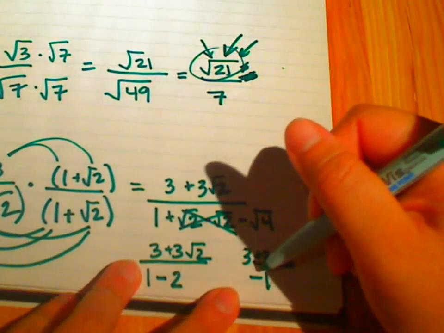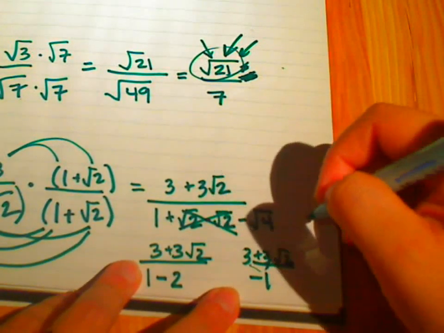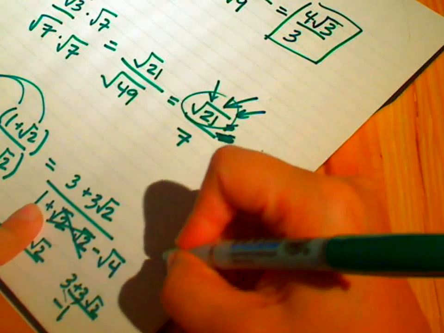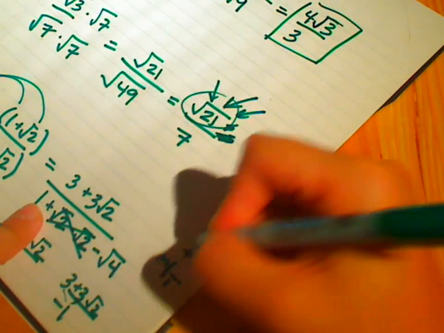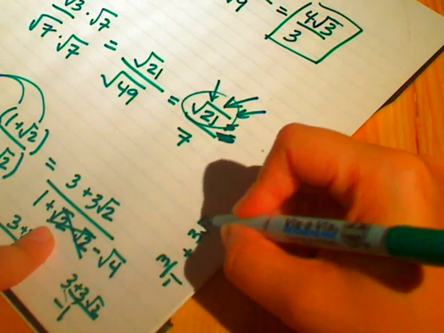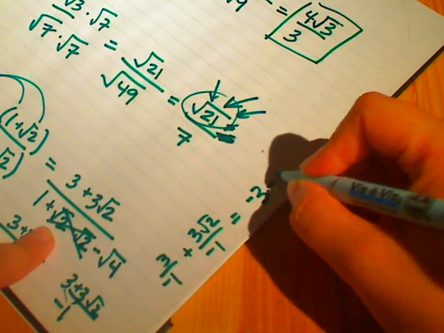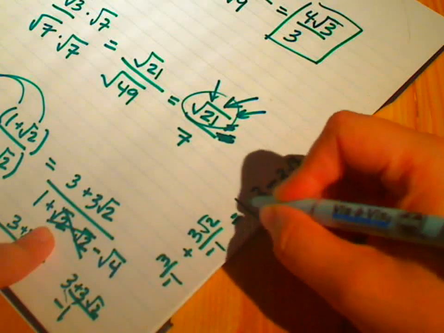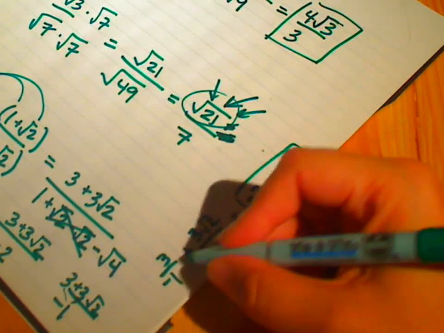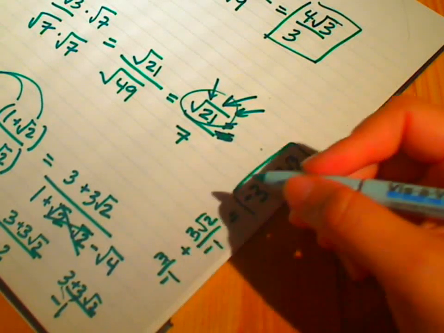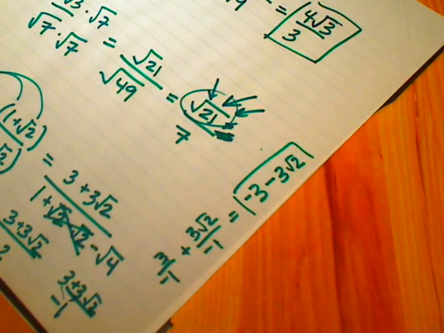And I'm going to simplify this by dividing out each piece. So I'd have 3 over negative 1 plus 3 root 2 over negative 1, which gives me negative 3 minus 3 root 2. So divide out each top and bottom to that part only, the part in the front. That's how you do that.